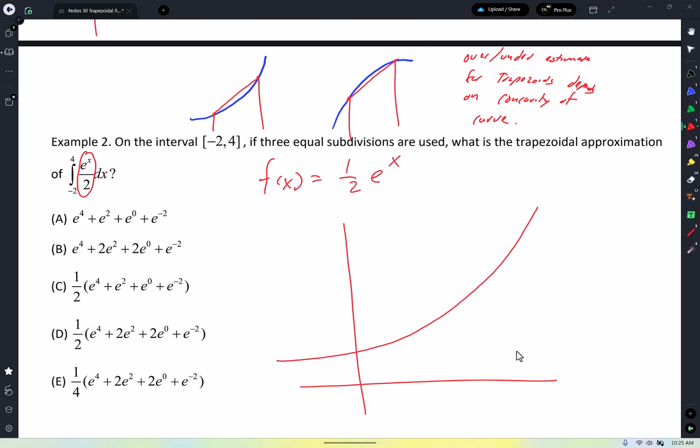I'm going to say here's -2, and I'm going to say here's 4. I want 3 equal subdivisions. So I'm going to come over here. I'm going to say my delta x, which is the same as my height.